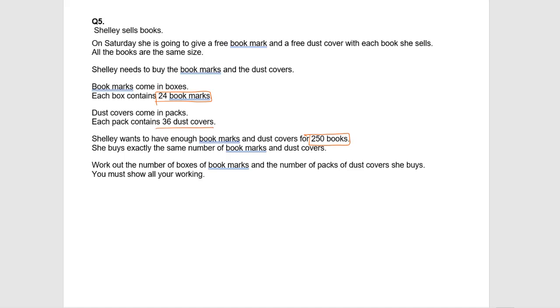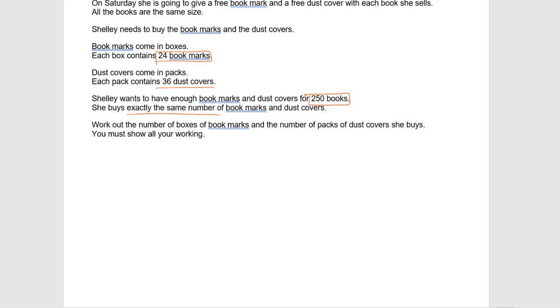She buys exactly the same number of bookmarks and dust covers. Okay, she buys exactly the same number. Work out the number of boxes of bookmarks and the number of packs of dust covers she buys. You must show all your working. Now, because she has to buy exactly the same number, that means the number of bookmarks and the dust covers has to be the same.